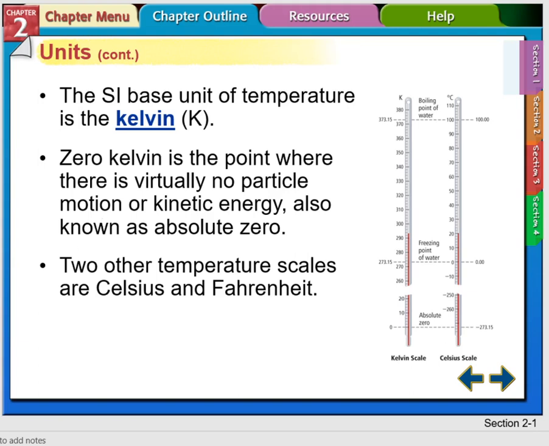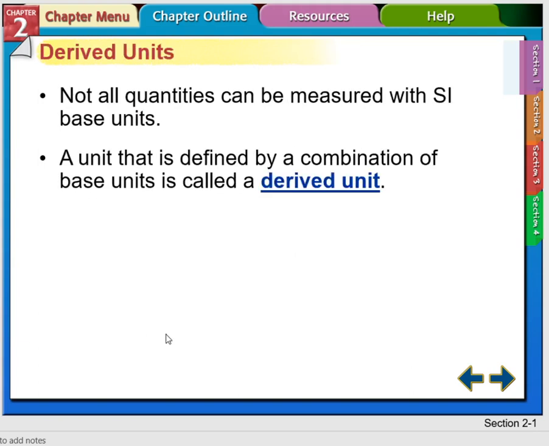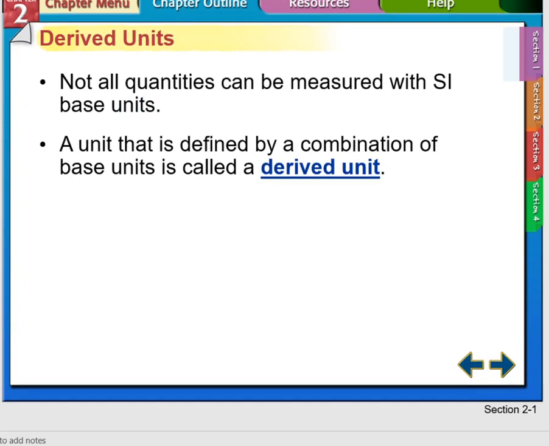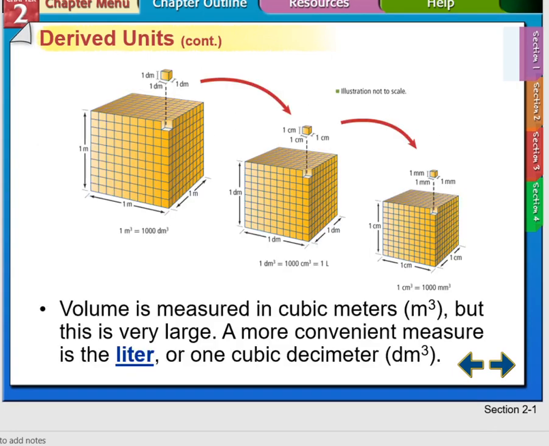So when you're converting between temperature units, you have to use the formulas for temperature conversions. We talked about derived units here. They use an example of cubic meters. Cubic meters is a derived unit because it uses meters times meters times meters. Or cubic centimeters is a derived unit as well.